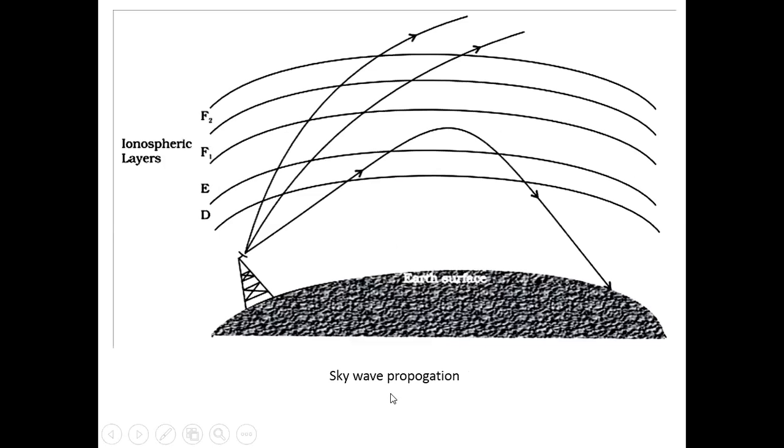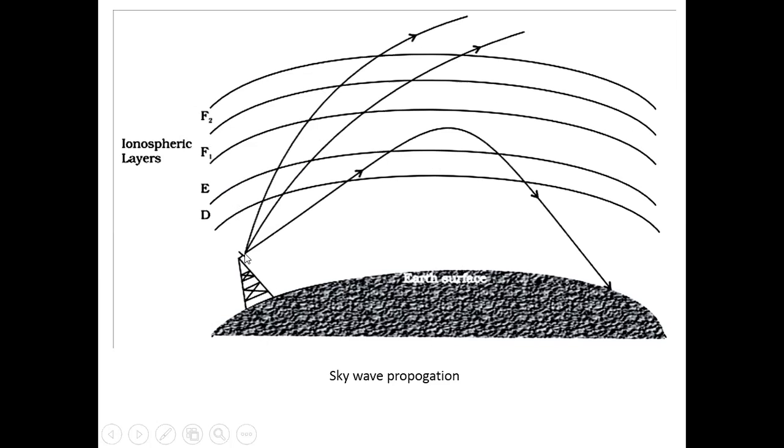Number two, sky wave propagation. So now we have seen that up to 3 megahertz you can use ground wave propagation. What after 3 megahertz? It is nothing but sky wave propagation. So what is happening in sky wave propagation? In sky wave propagation, the different ionospheric layers are there in the sky: D, E, F1, F2. So this is the transmitter and this is the receiver.